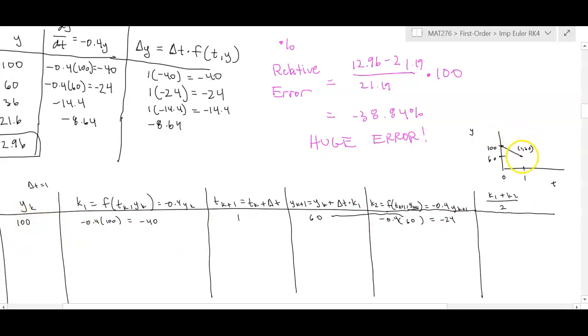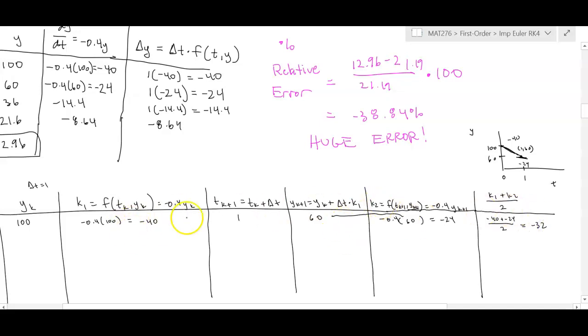So it's as if all we're doing here is grabbing a new slope. This is that negative 24 slope. And we know that this slope right here, which is negative 40, is a really big negative, and this is a smaller negative. So when we average them together, negative 40 plus negative 24 divided by 2, that's going to be negative 64 divided by 2, which is negative 32.